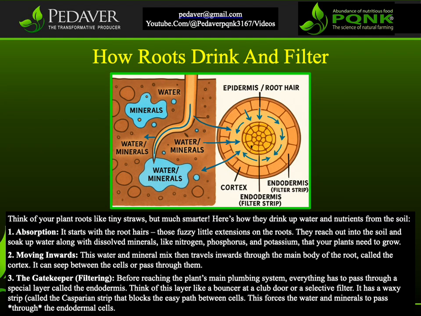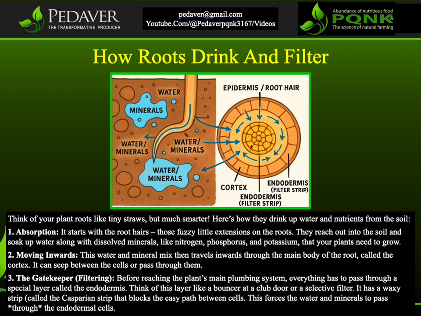How roots drink and filter. Think of your plant roots like tiny straws, but much smarter. Here's how they drink up water and nutrients from the soil. 1. Absorption. It starts with the root hairs, those fuzzy little extensions on the roots. They reach out into the soil and soak up water along with dissolved minerals, like nitrogen, phosphorus, and potassium, that your plants need to grow.